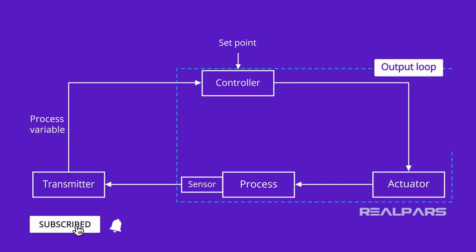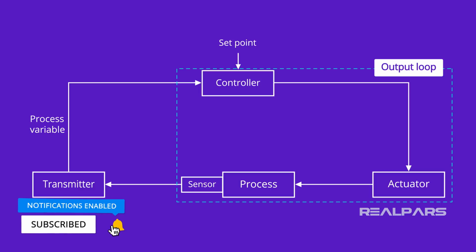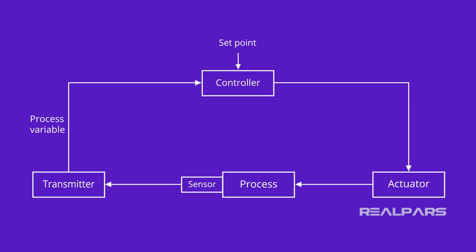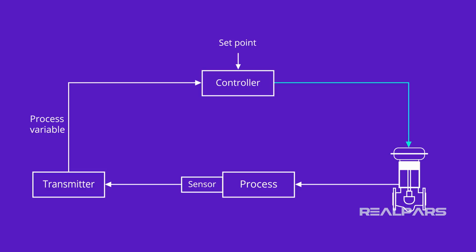The analog output loop consists of two major devices, the controller and the final actuator. When the controller completes the comparison between the process variable and the setpoint, it produces an output signal. The final actuator is the device, such as a control valve, that exerts a direct influence on the manipulated variable as directed by the signal it receives from the controller.